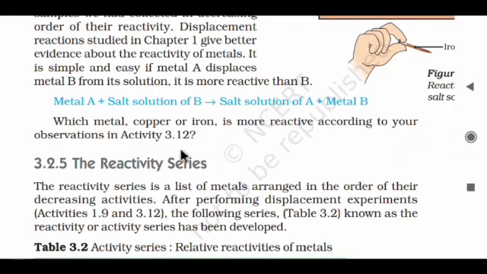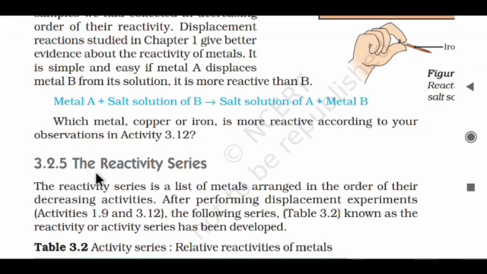Which metal, copper or iron, is more reactive according to your observation in activity 3.12? If the reaction occurs in the iron nail test tube, then iron is the highly reactive metal, while if the reaction occurs in the copper wire test tube, then copper is the highly reactive metal.